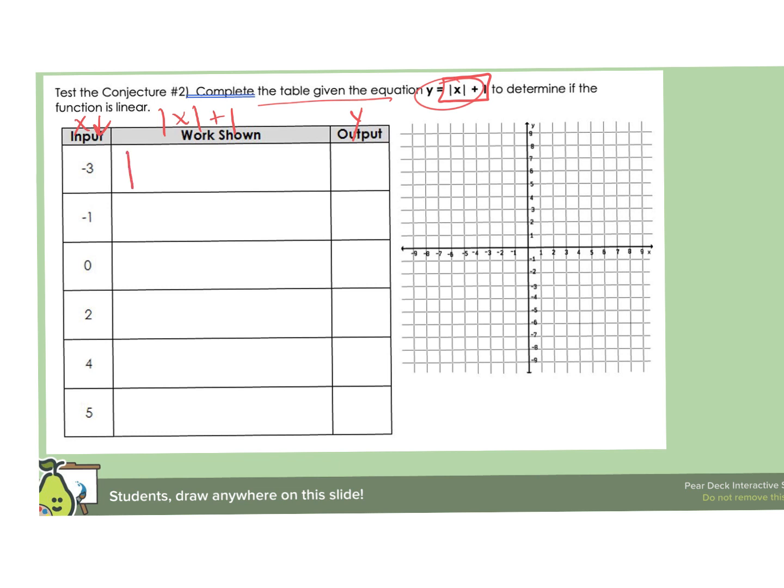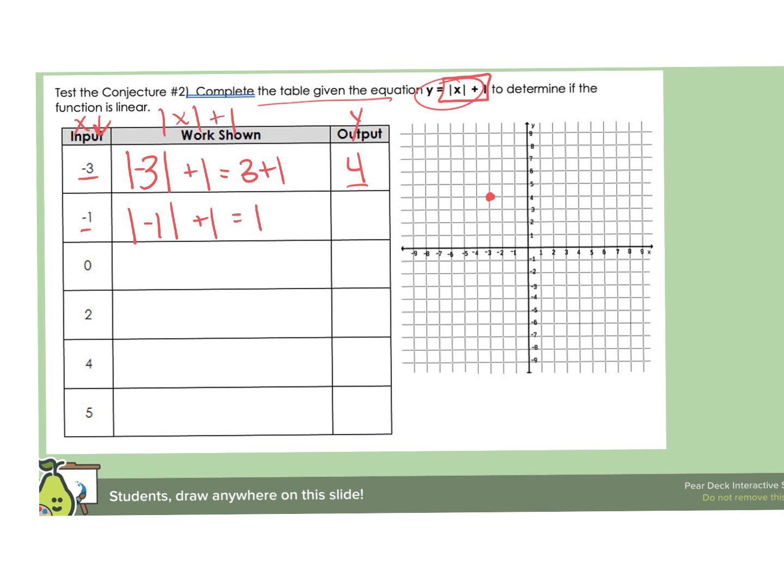So instead of absolute value of x, I'm going to put the absolute value of negative 3, and I'm going to add 1 to that. Hopefully you remember that absolute value is always positive because it's measuring a distance from 0. So the absolute value of negative 3 is 3. 3 plus 1 is 4. So my first ordered pair is negative 3, 4. Put that on the graph. Negative 3, positive 4 is here.